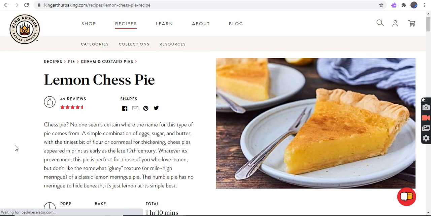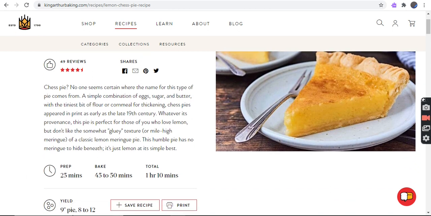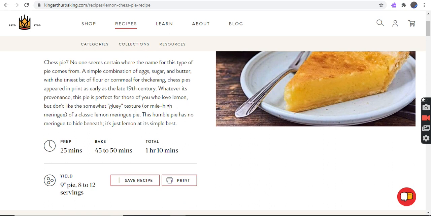Chess pie. No one seems certain where the name for this type of pie comes from. A simple combination of eggs, sugar, and butter, with the tiniest bit of flour or cornmeal as thickening, chess pies appeared in print as early as the late 19th century. Whatever its provenance, this pie is perfect for those who just love lemon but don't like the somewhat gluey texture of lemon meringue pie. This humble pie has no meringue to hide beneath. It is just lemon, a simple beauty.